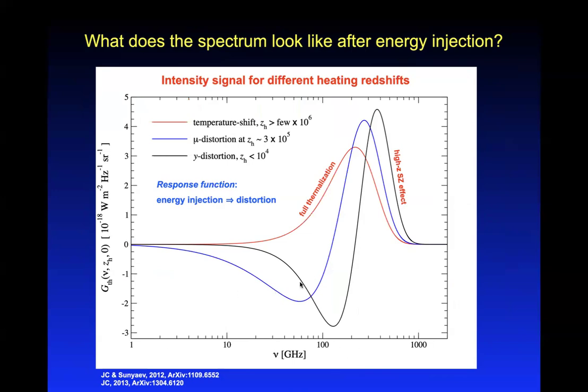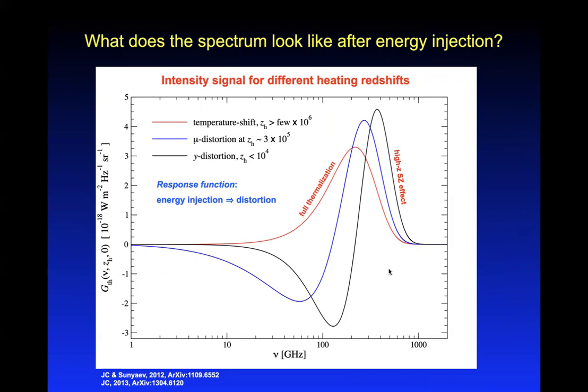Imagine you have an injection of some energy at some redshift of 300,000. You would get the distortion shown by this blue line, where, as I already said, you have a deficit of photons with respect to the black body at low frequencies, and then an increment of photons at high frequencies, with a crossover frequency around 130 gigahertz, in fact. This is the mu-type distortion, and the y-type distortion is the black line, which is, as I said, the equivalent of a high redshift Sunyaev-Zeldovich effect with a crossover frequency at 217 gigahertz.